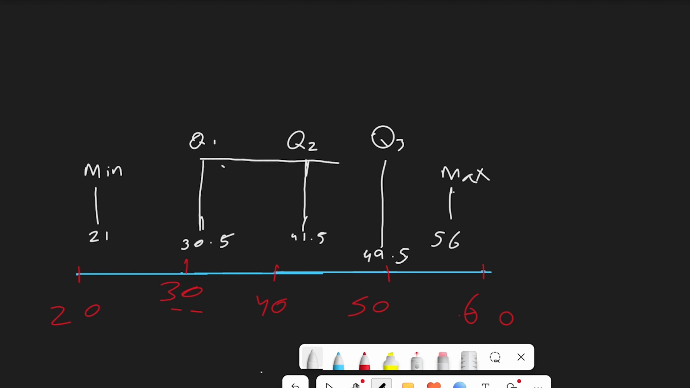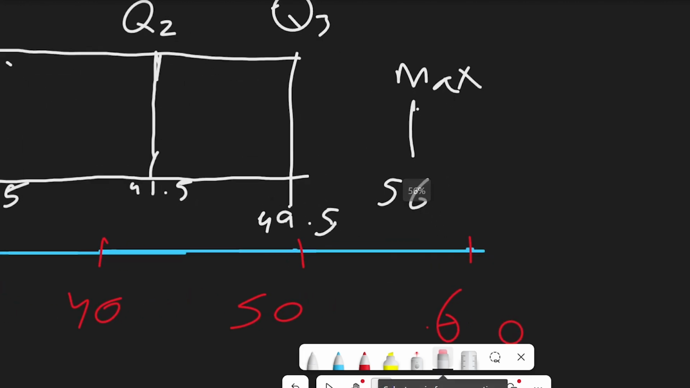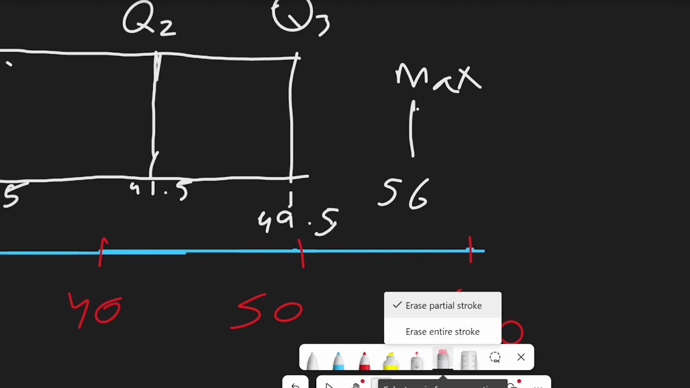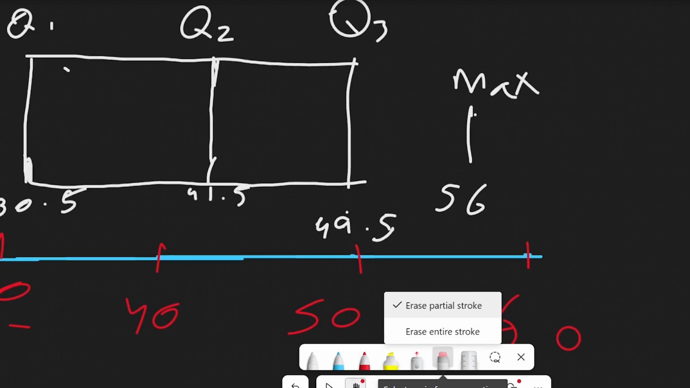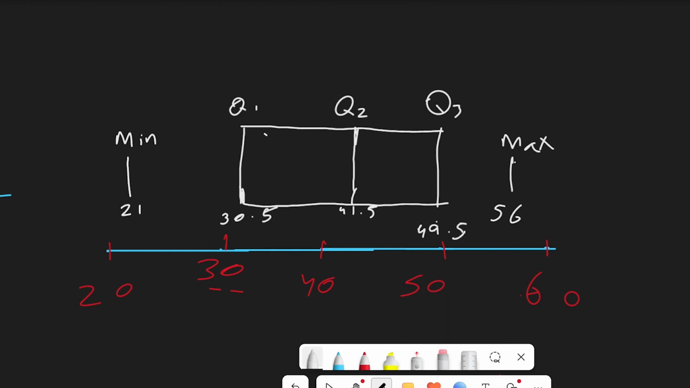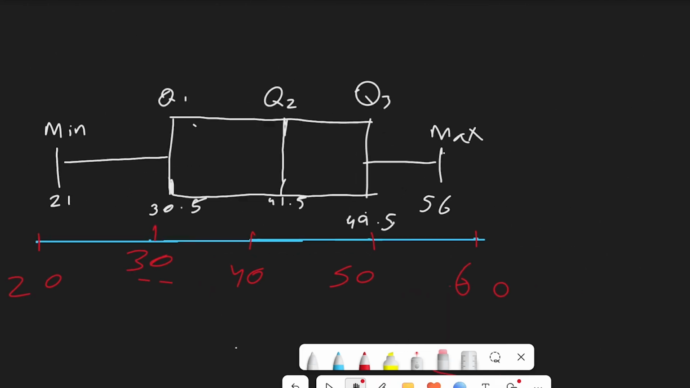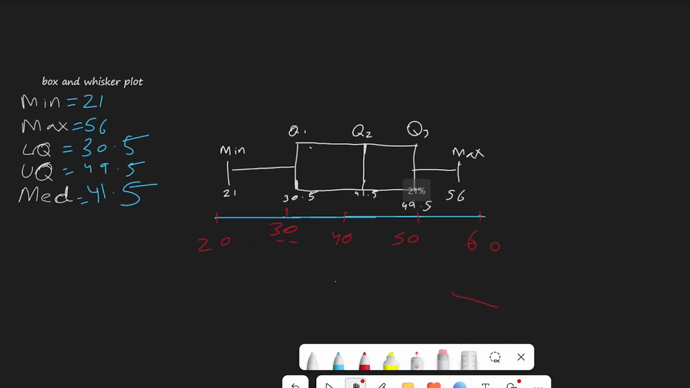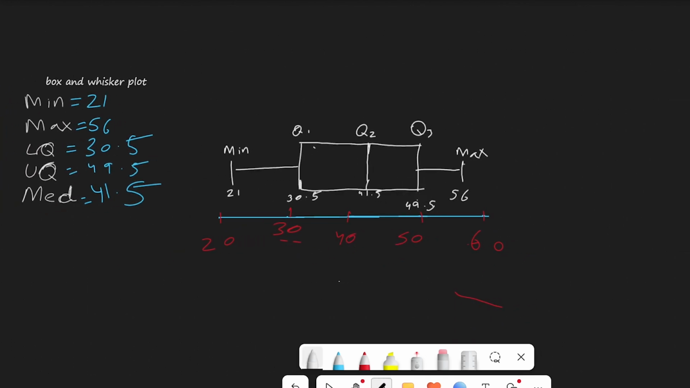Okay, so now we complete the diagram. These quartiles are enclosed in a box. Okay, let me just erase a little bit. Okay, and then we have this, which would be just connected by a line. So this is our box and whisker diagram. Note that this should be made on scale, and because it was a little rough over here, I couldn't make it, but it should be made on a scale.